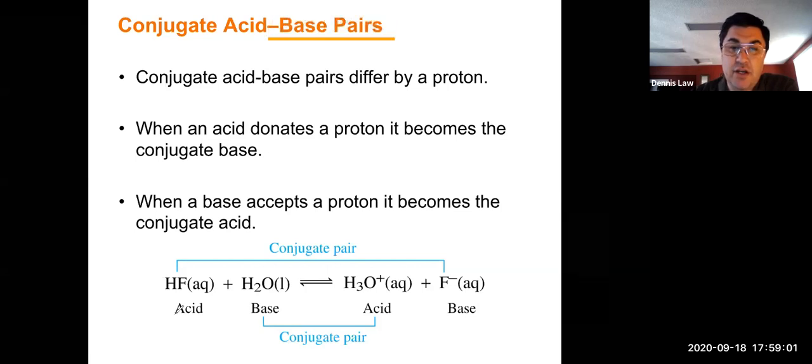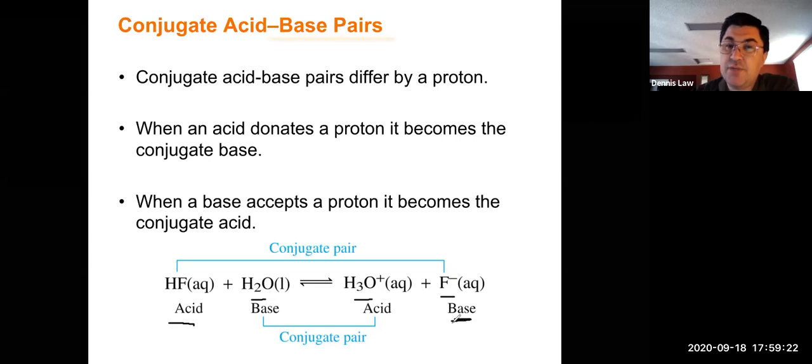So here, hydrofluoric acid is the acid. It's donating the hydrogen to the water, which is the base, and it's making the hydronium ion and the fluoride ion. So in this case, this is the acid, but this over here is the conjugate base. And then here's the base, and here's the conjugate acid on the right. And it's a conjugate acid-base pair.